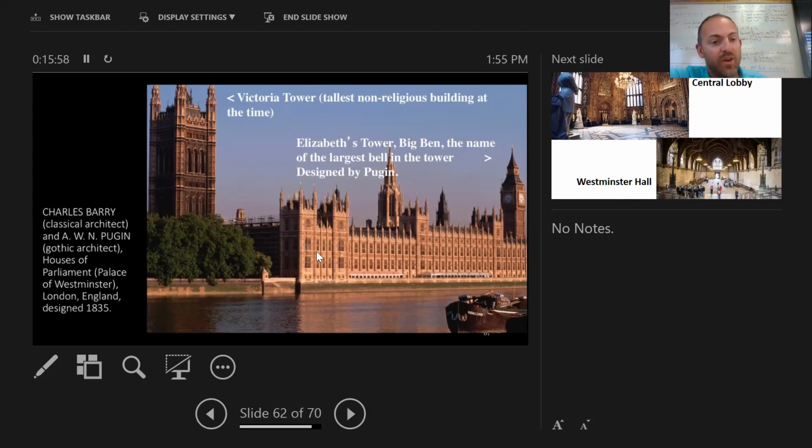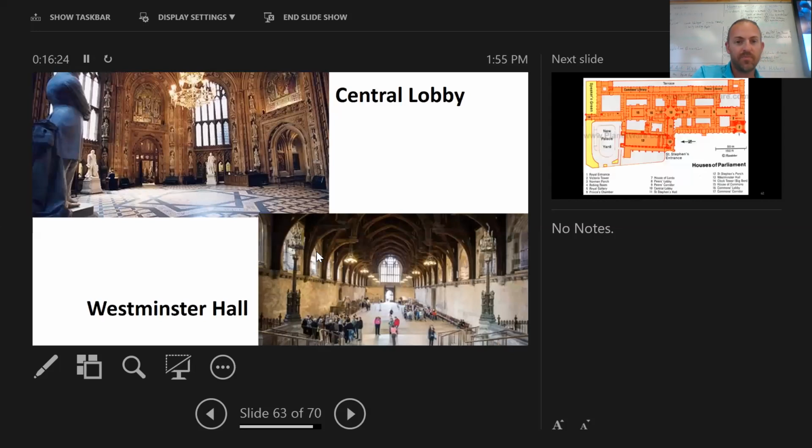So there were two artists, right? You had your Gothic artist, A.W.N. Pugin, who designed a lot of the exterior, as you guys can see here. And then Charles Barry, who was more of the classical architect. He's going to be responsible for a lot of the classical elements that you'll see. Most of that interior is more of a classical interior and more of a Gothic exterior is what you're going to see with the Palace of Westminster.